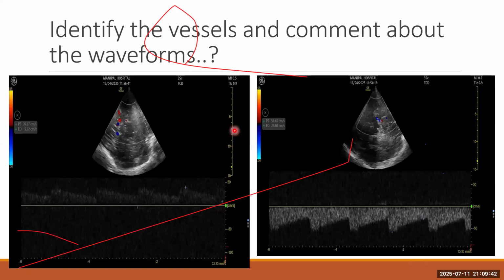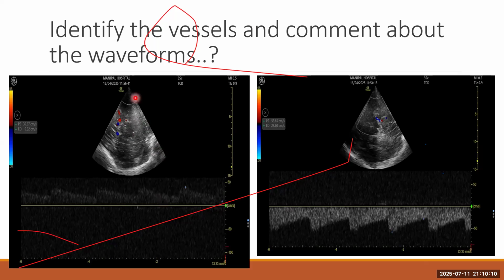Okay. So identify the vessels and comment about the waveforms. What are we insonating? The left-hand side of the image, it is at a depth of 50 to 60 millimeters. Here we can see possibly A1, MCA. What is this vessel?